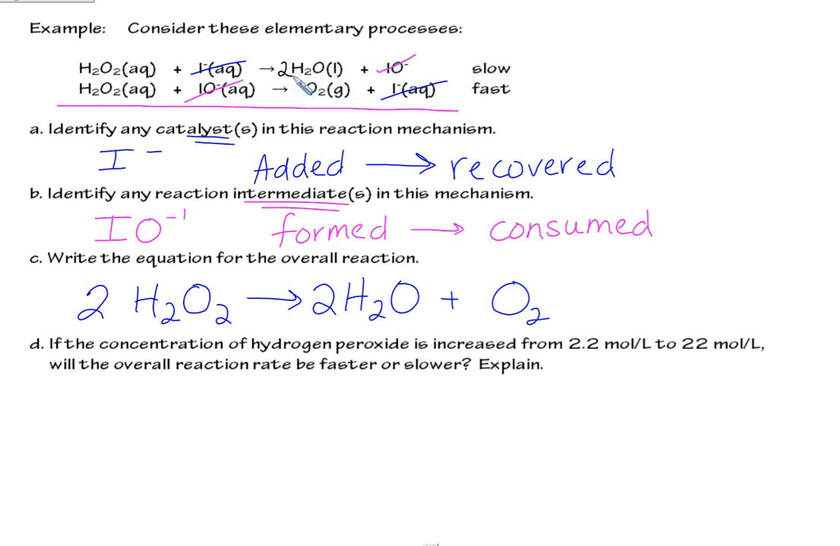The last question, piece of cake. If the concentration of hydrogen peroxide is increased, let's say it starts at 2.2 moles per liter, and we bring that up to 22 moles per liter, will the overall reaction rate be faster or slower? Again, kind of something that we'll mention in a little bit, but I think most of us would say faster, right? If you increase the concentration, you've got more active particles. If you have more of the active particles, there should be more collisions.